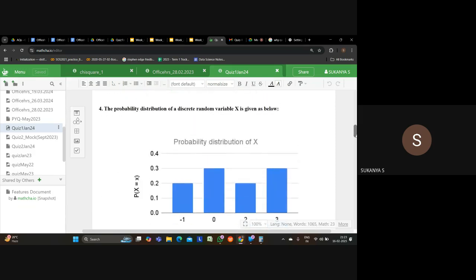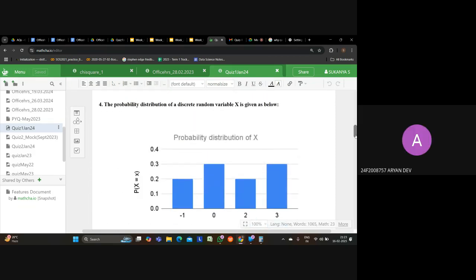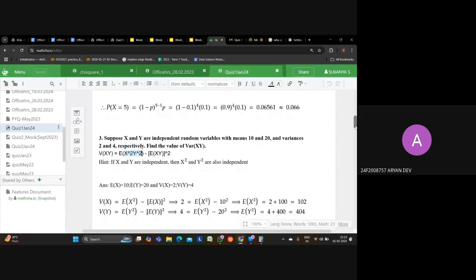Okay. Can this question be done with the property that variance of xy is equal to variance of x plus variance of y? No. Variance of xy is not equal to variance of x into variance of y. Even if they are independent, you can't do that. You can only say variance of x plus y can be written as variance of x plus variance of y. But for product, we don't have that option. Only for expectation can it be written as product, not in terms of variance.